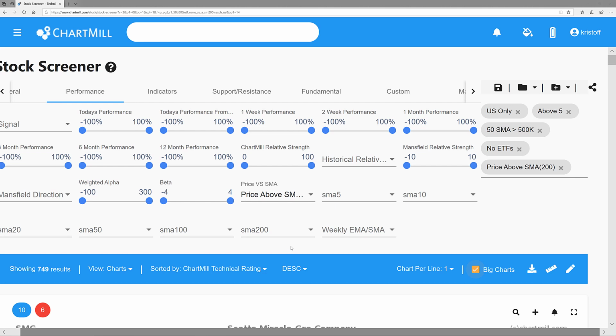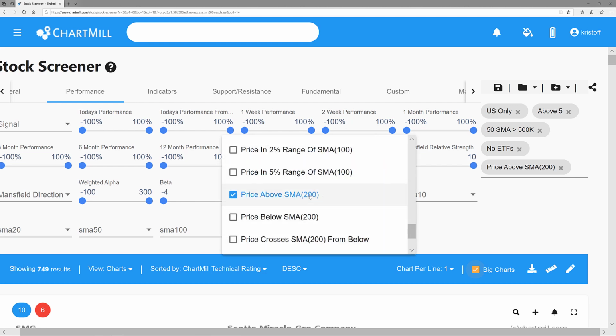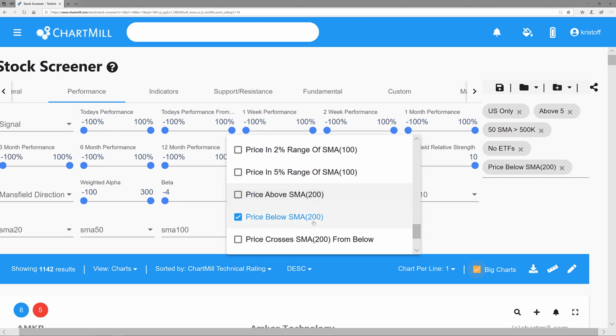If you are looking for short setups, of course we have to change the filters. So first of all, I've deleted the two custom filters, as you can see over here. We are in the Performance tab, and the first filter we have to change is the price versus SMA. So for short setups, I don't want the stocks with a price above the SMA 200, but only the stocks with a price below the SMA 200.